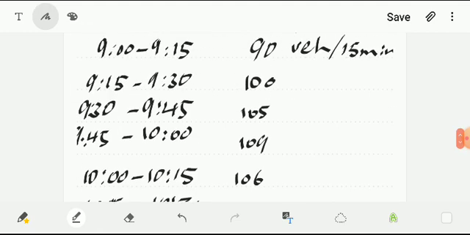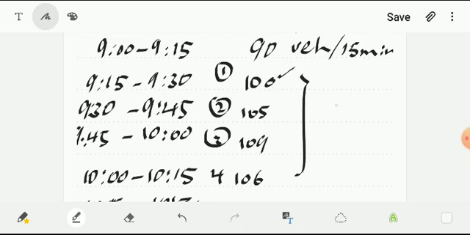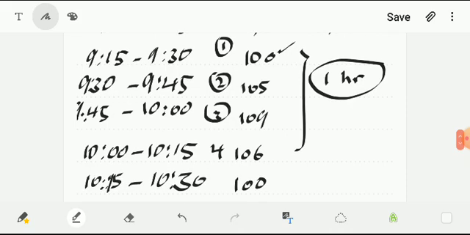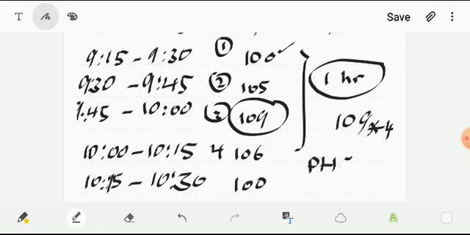So you check, and for each 15 minutes, we take the most consecutive full hour. Starting from here, this is 1, 2, 3, 4. This is the highest one hour. Between those, we take the highest, which is 109 vehicles per 15 minutes. How can we convert that into an hourly volume? Times 4. And that's what you get for the peak hourly factor.